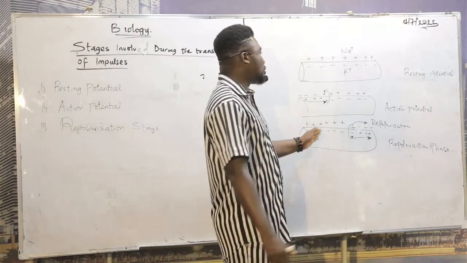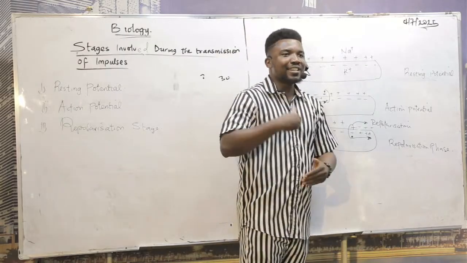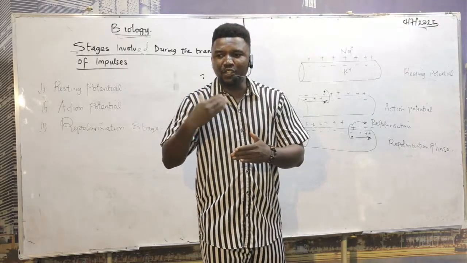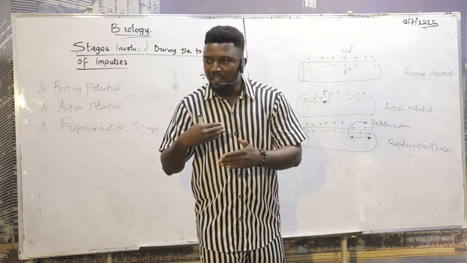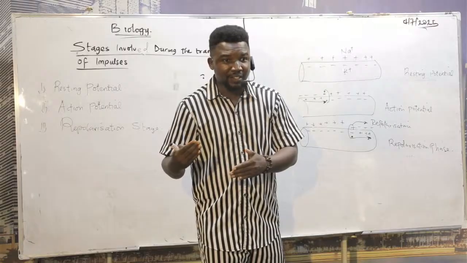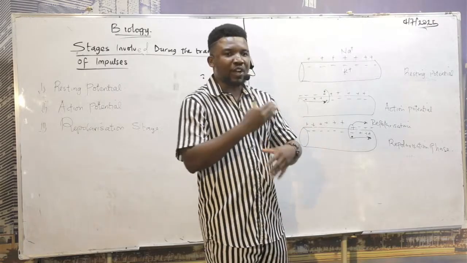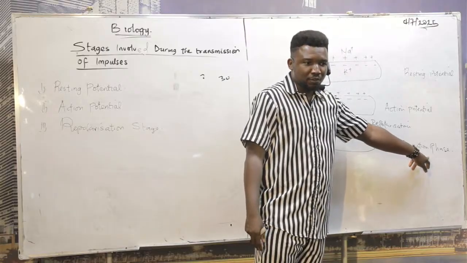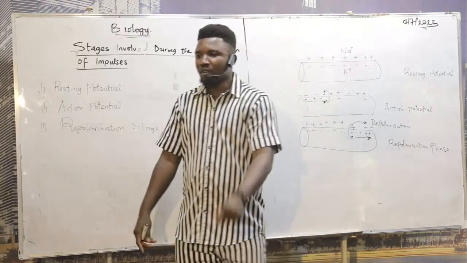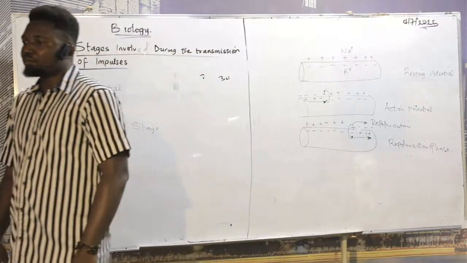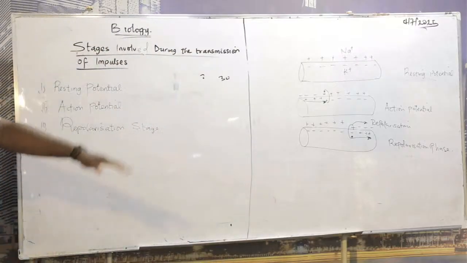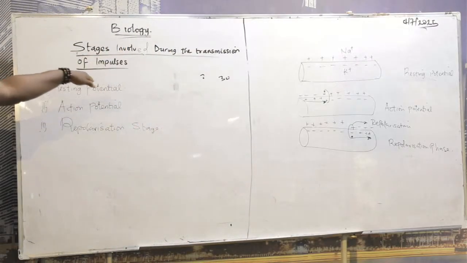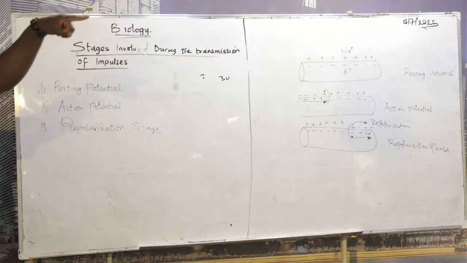But after the transmission of impulses, the ions need to go back to their former position, right? And as they are trying to recover from this, it is called the repolarization phase. So, can we write? Do we need to draw this first before we write? Okay, draw each one of them, Abby.